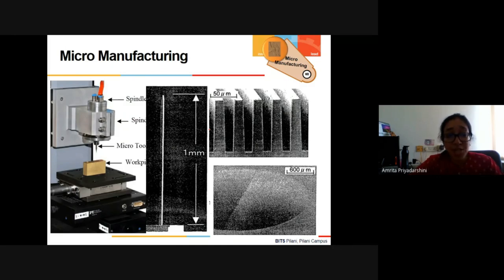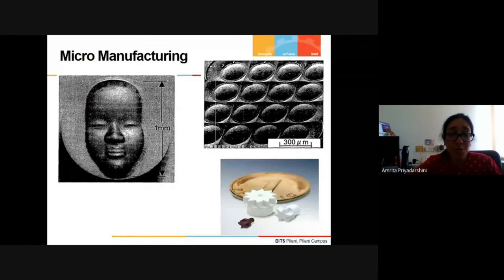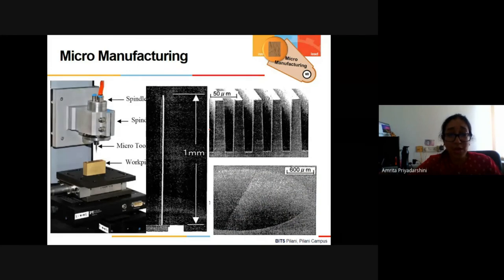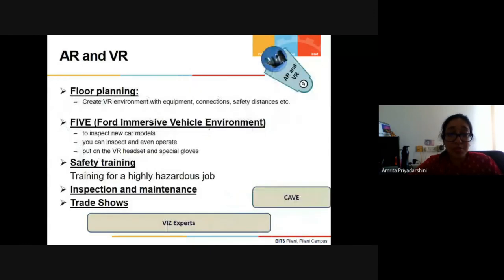Similarly, micro manufacturing is one of the current trends. Even in biomedical applications, we have to think about manufacturing components in microns. This is also an area where CNCs come into the picture. Without that, we cannot do it.